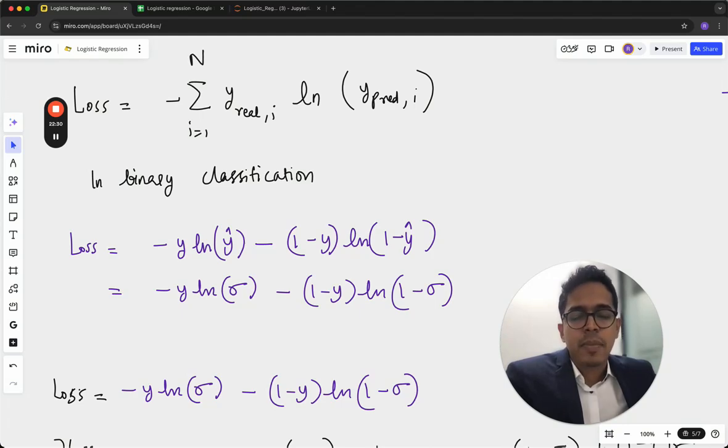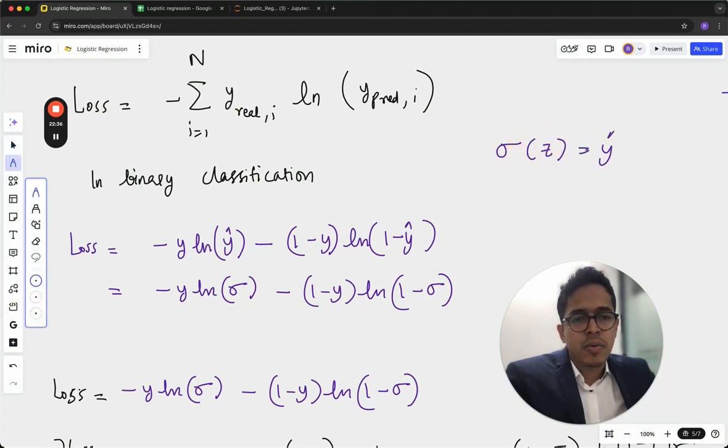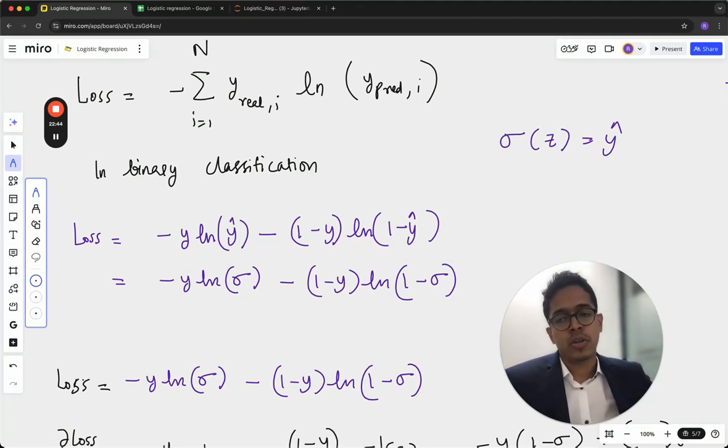Now what is y cap? Y cap is the prediction. And what is the prediction? Prediction is nothing but sigma of z. This is equal to y cap. So here I'm replacing y cap with sigma. Same thing, same equation. So what loss is this? This is not mean squared error. This is cross entropy loss.